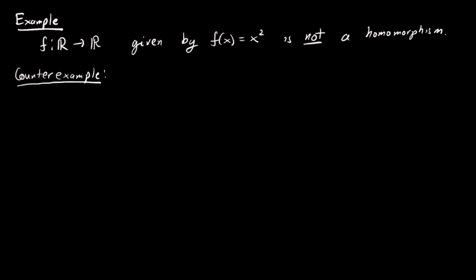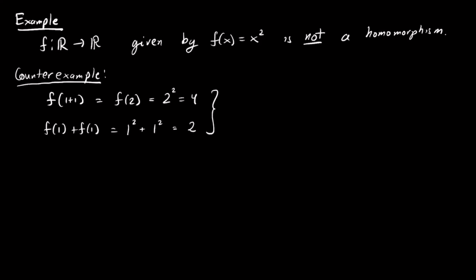So let's look at this. If I look at f of 1 plus 1, this is f of 2, and I know that this is going to be 2 squared, which is 4. And if I look at f of 1 plus f of 1, well, f of 1 is 1 squared, plus f of 1, that's also 1 squared. So this is going to be 2, and I know that 4 does not equal 2. So I can say that f of 1 plus 1 is not equal to f of 1 plus f of 1. So I know that this function is not a homomorphism.